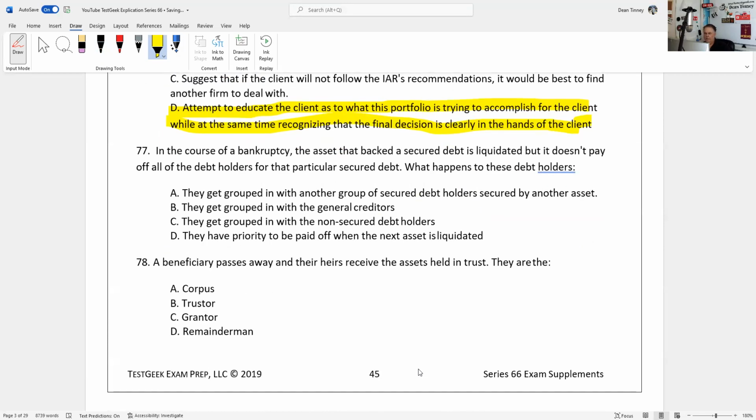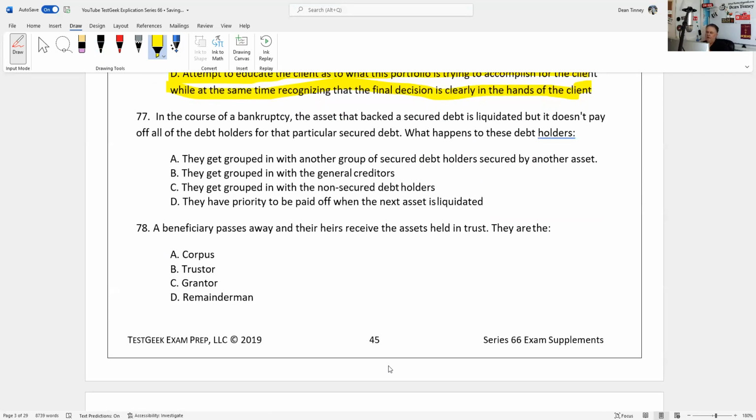In the course of bankruptcy, the asset that backed a secured debt is liquidated, but it doesn't pay off all the debt holders for a particular secured debt. What happens to those debt holders? Now, you should definitely have an understanding of a junior to senior or senior to junior. I'm not sure that you get tested to this level, but they get grouped in with the general creditors.